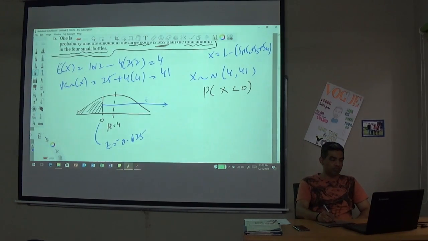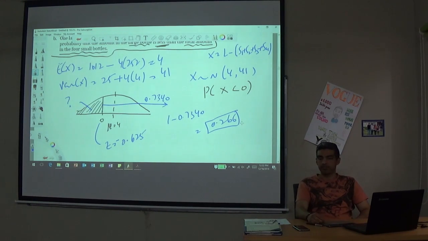This area is 0.7340. The one that we require is 1 minus 0.7340, which is 0.266. That is your answer. Are we good? Any questions?